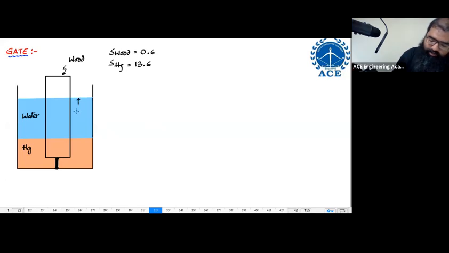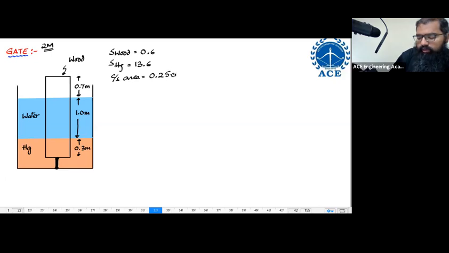Suppose this height is equal to 1 meter. This height over here is equal to 0.3 meters. And this height over here is equal to 0.7 meters. This is a worth 2 mark question, easy only. The prismatic body has a cross section area equal to 0.25 meters square.